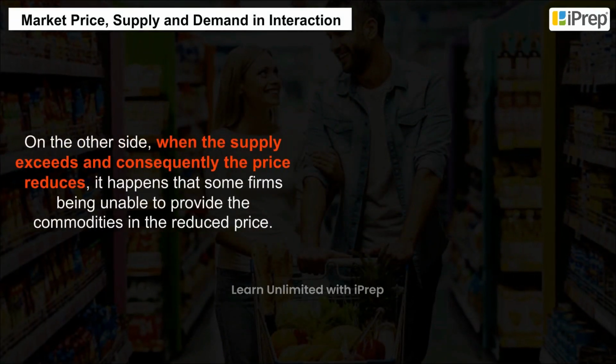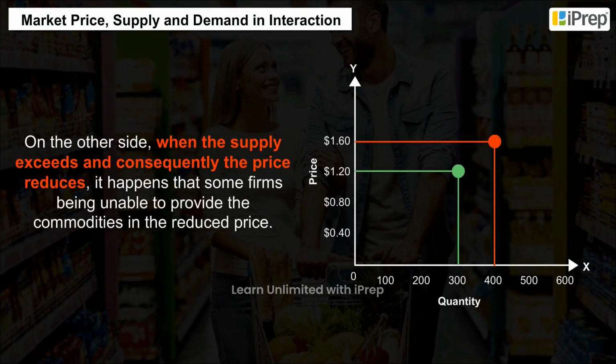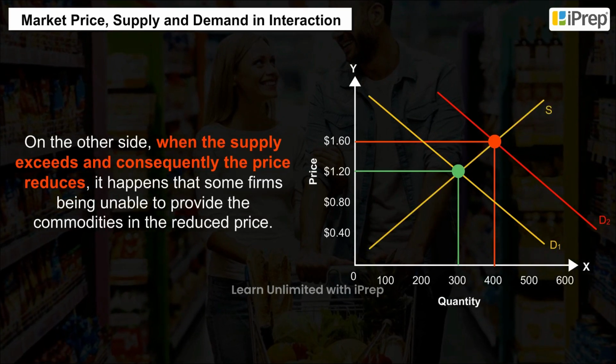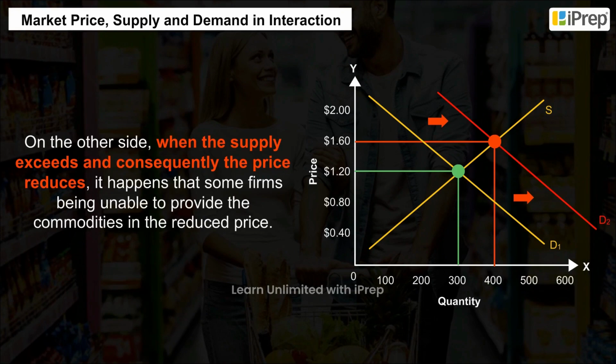On the other side, when the supply exceeds and consequently the price reduces, it happens that some firms are unable to provide the commodities at the reduced price.